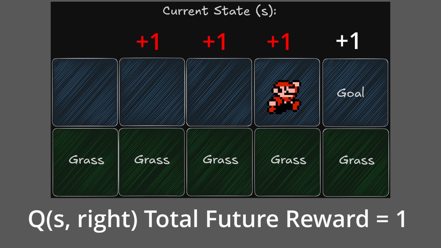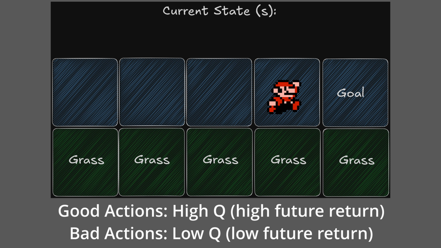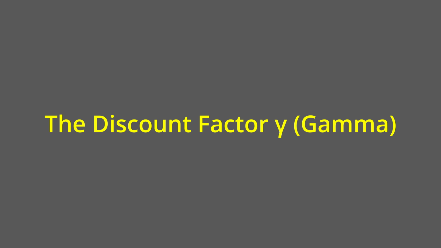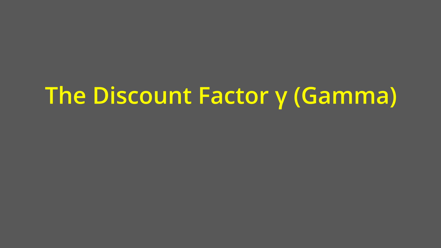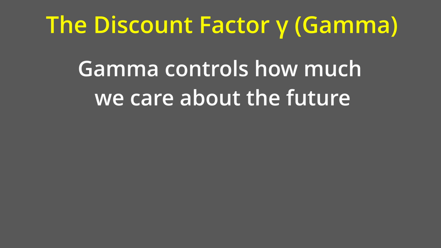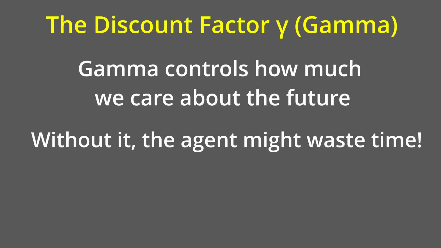Actions that lead toward the goal output high Q values, actions that lead towards death output low Q values. So if Q is accurate, the agent naturally behaves well. There's one more important detail we need to discuss: the discount factor, denoted by gamma. Gamma controls how much we care about the future. Why do we need it? Because without it, the agent might waste time.